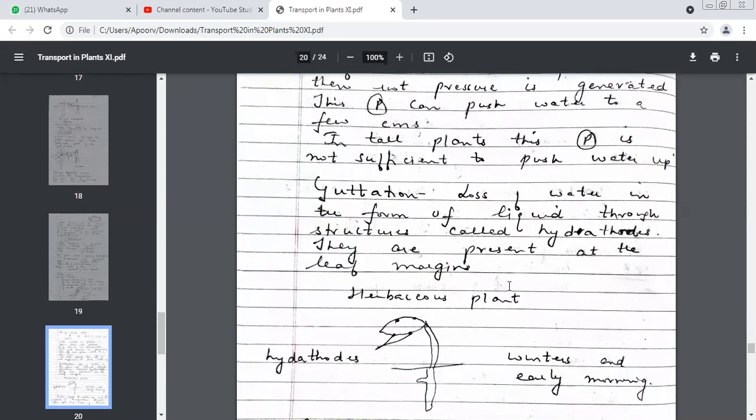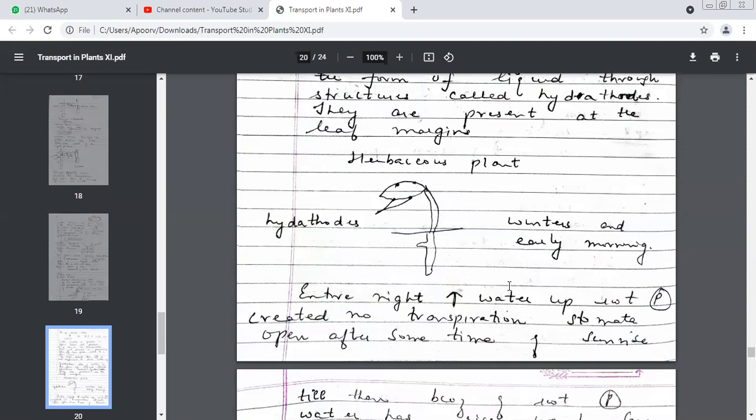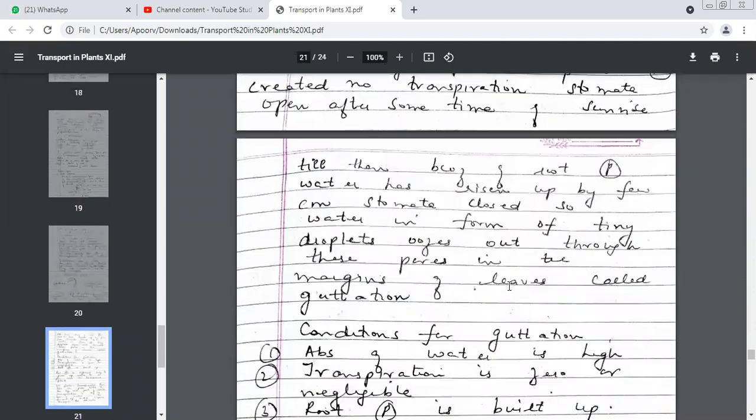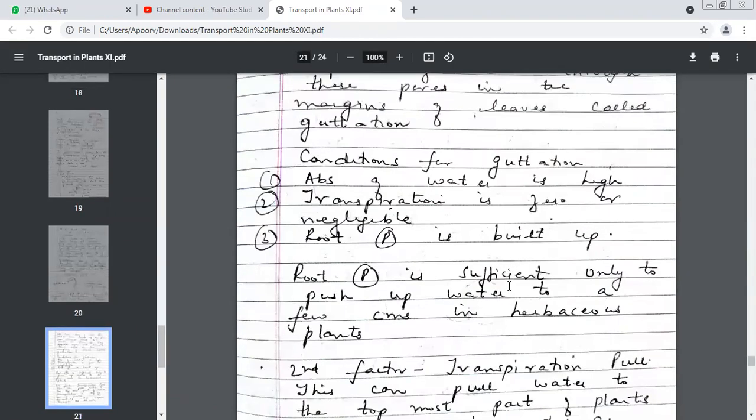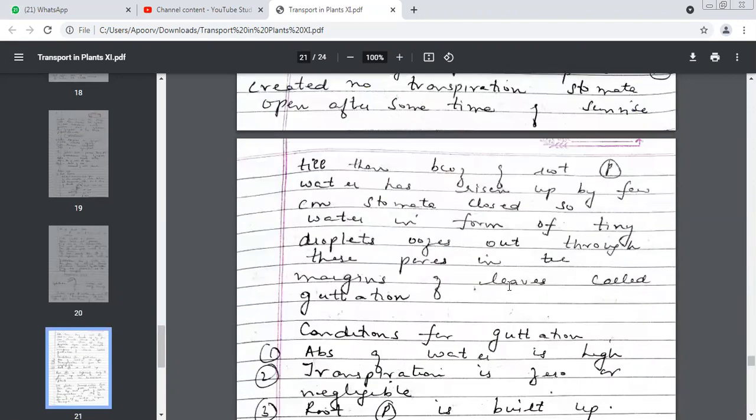We had talked about root pressure last topic. Two conditions are needed for root pressure. What were they? Absorption of water is high and transpiration is less. Okay, fine. Give me two differences between transpiration and guttation.